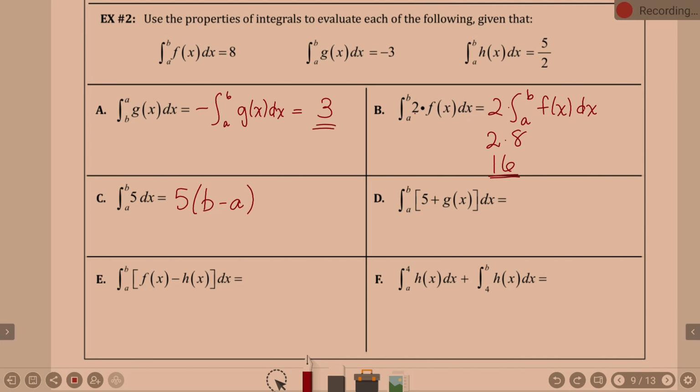And again, we'll learn how to evaluate definite integrals before long. And that rule, you won't need that rule. It'll make sense. Okay? D, the integral from a to b of 5 plus g of x dx.